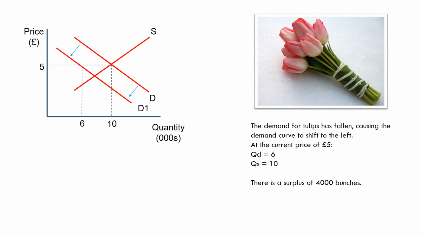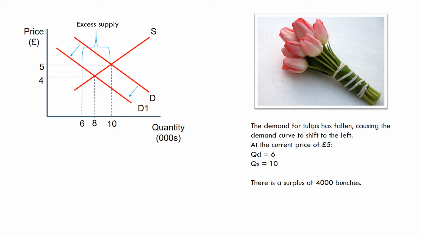So at the current price of £5, the demand would be 6,000 and the supply would be 10,000. And we describe the situation as being excess supply. At a price of £5, there are way more tulips being produced than people want to buy. Now, what would we expect to happen in that situation? We would expect the price to fall.